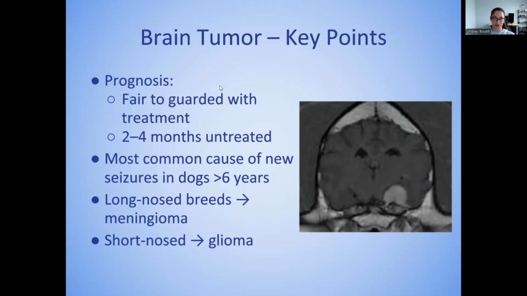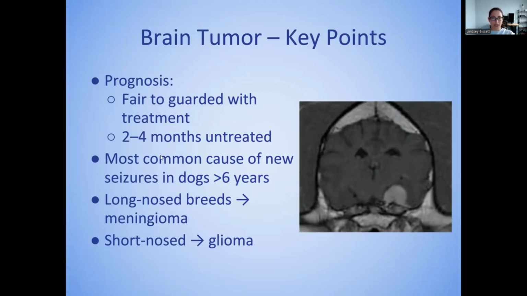Prognosis is fair to guarded with treatment. It depends, again, how readily we are able to get to that tumor surgically or with radiation without causing too much damage. If it's untreated, on average, we're looking at about 2 to 4 months from the onset of symptoms.